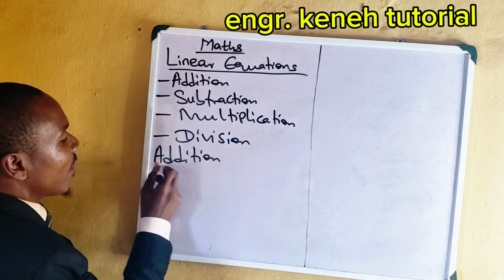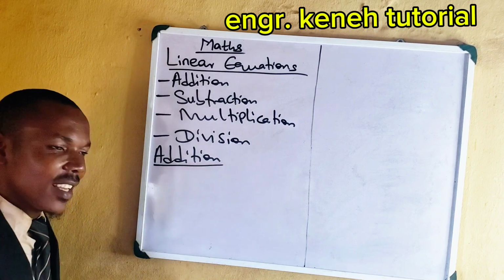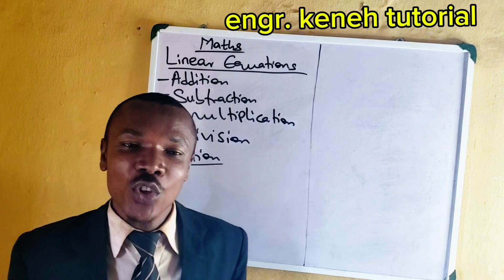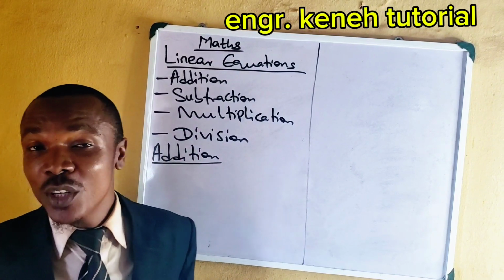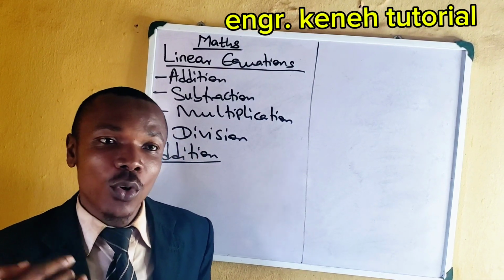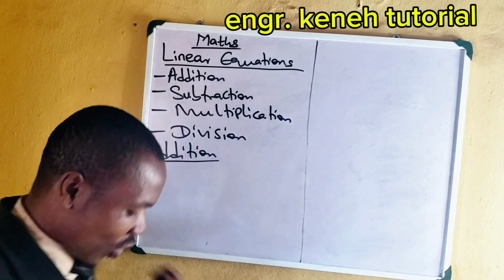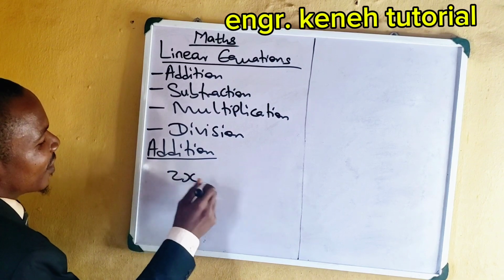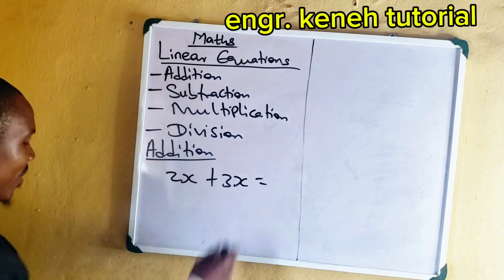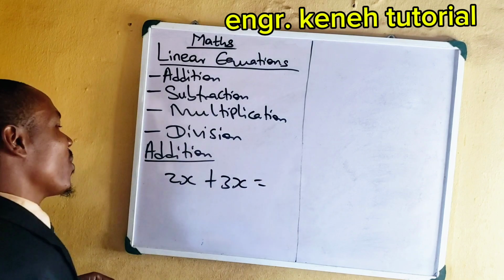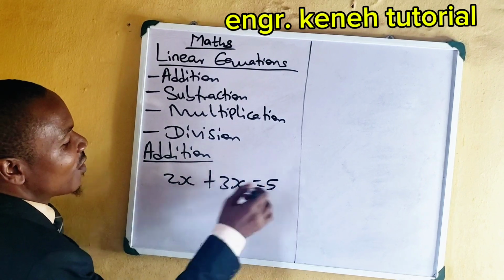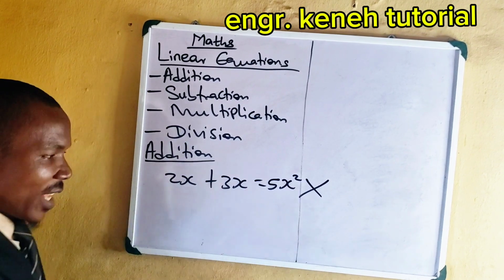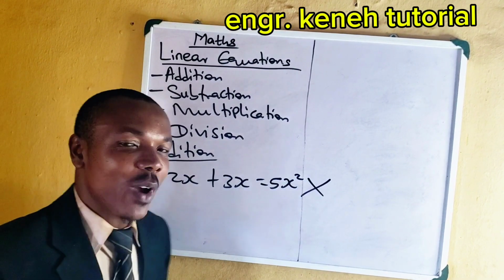This addition is just like saying $1 plus $1. It is not going to give you $2 squared. Some students, when they have something like 2x plus 3x, I've seen some people say x plus x gives x raised to the power 2. This is wrong. Can you see? x plus x cannot give you x raised to the power 2.